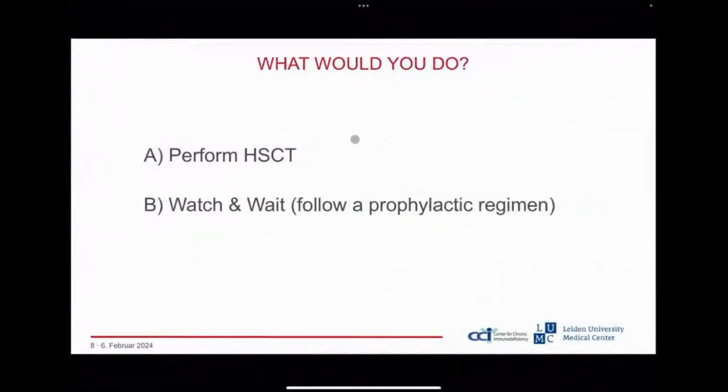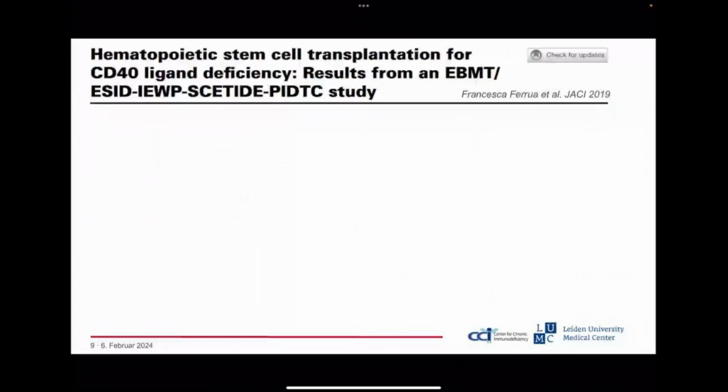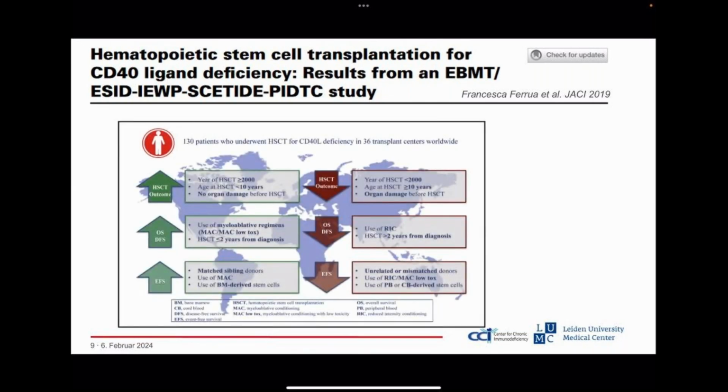Okay, so what do we know from the studies? What do we know from the literature? I hope you can see my slides again. There has been a very nice study published by Francesca Aurua on behalf of the Inborn Errors Working Party in JACI 2019 that investigated the outcome of transplantation in a fairly large cohort for an inborn error. 130 patients who underwent HSCT for CD40 ligand deficiency were evaluated. And Francesca's data shows that HSCT outcome is actually quite favorable, in particular if carried out in more recent years, in children younger than 10 years, and in children that had no organ damage.